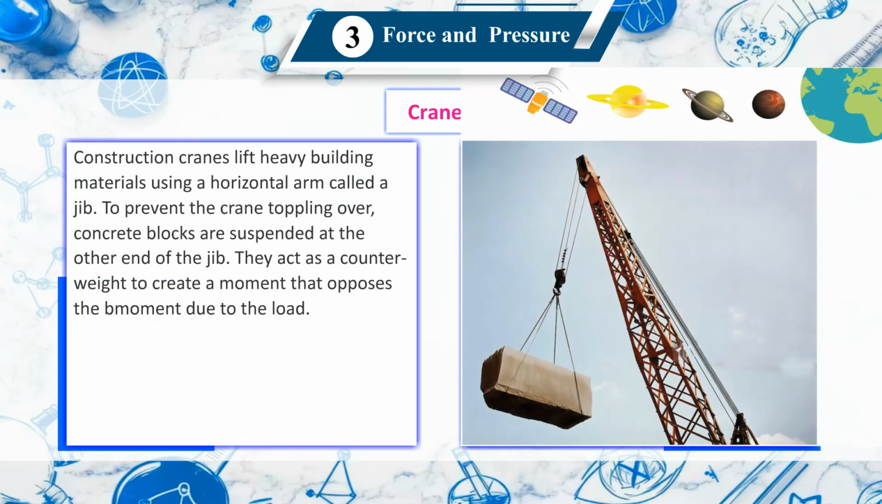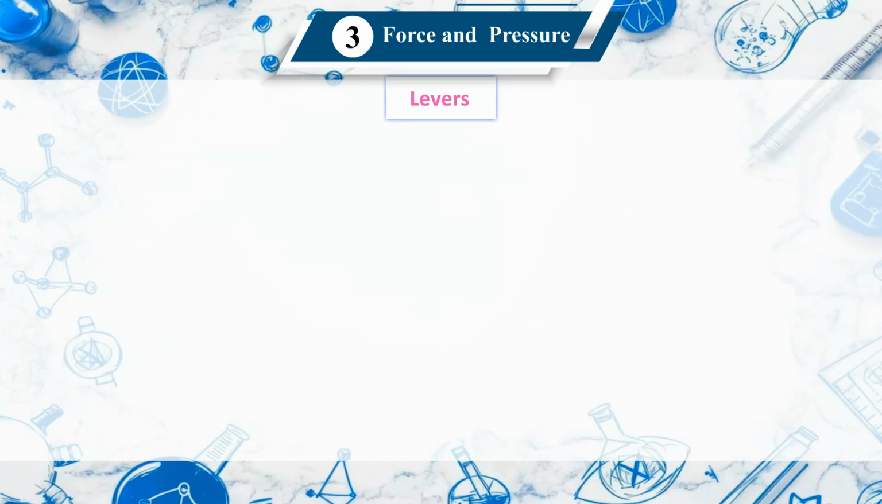Cranes. Construction cranes lift heavy building materials using a horizontal arm called a jib. To prevent the crane toppling over, concrete blocks are suspended at the other end of the jib. They act as a counterweight to create a moment that opposes the moment due to the load.